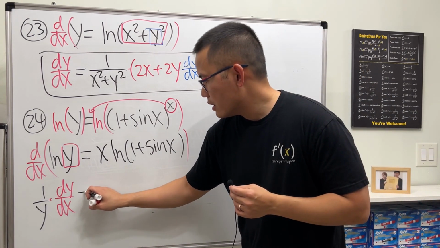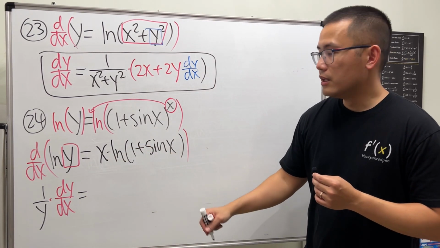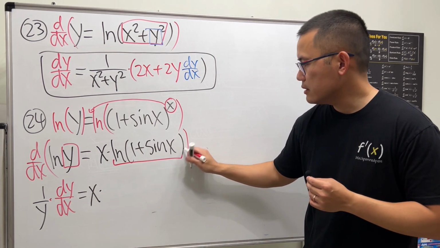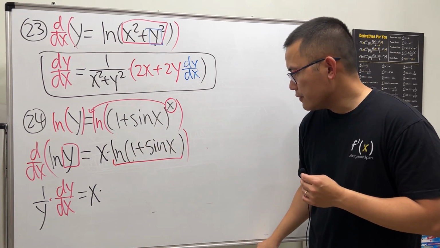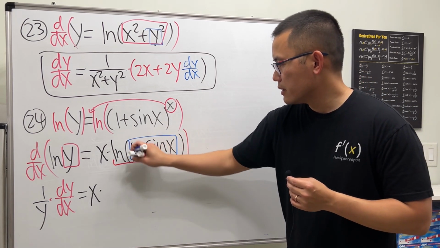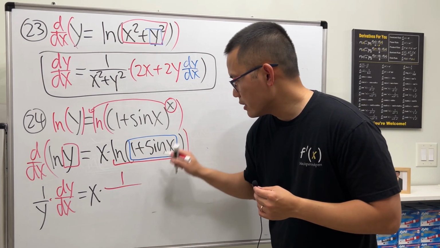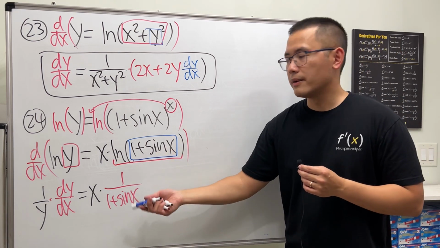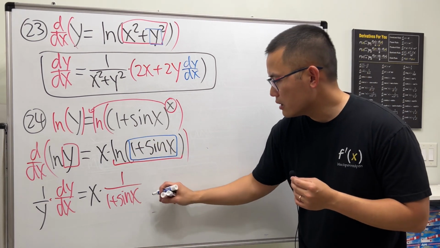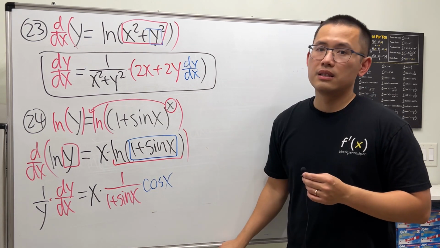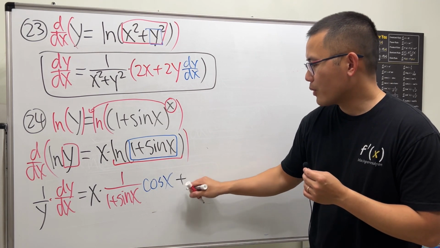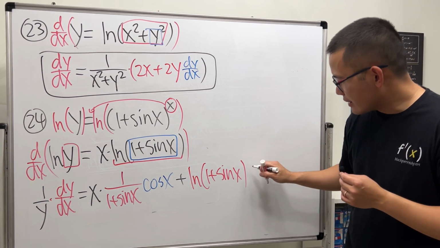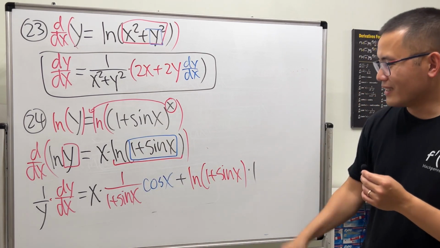Now on the right hand side, it's x times ln of this. So product rule. Put on the first function times the derivative of the second. Derivative of ln of this right here, it's like a box. We will get 1 over that box. And then we multiply by the derivative of the box. Derivative of 1 is 0. Derivative of sine gives a cosine x. Okay, continue. The second part, we add the second function, ln of 1 plus sine x, times the derivative of the first, which is going to be 1, and then we are done.